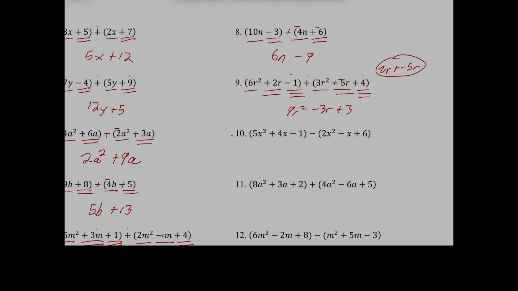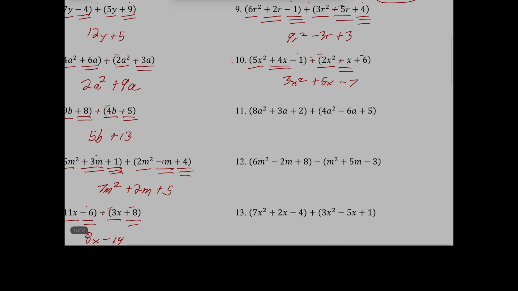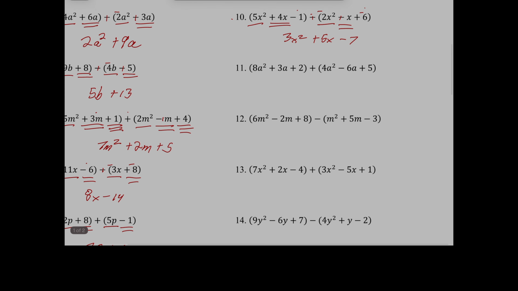Number 10, I have the negative in front, add a line, change all the signs, all three of them. 5x squared plus negative 2x squared is a 3x squared. A positive 4x plus, because that's a plus sign now, right? Okay, a plus 1x is a plus 5x. And then I have a negative 1 plus a negative 6 is going to be minus 7. If you write plus a negative 7, that's correct too. But it's a little cleaner to write the minus 7 as far as what we expect.